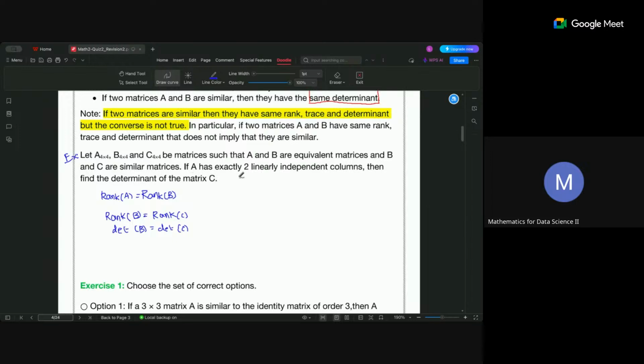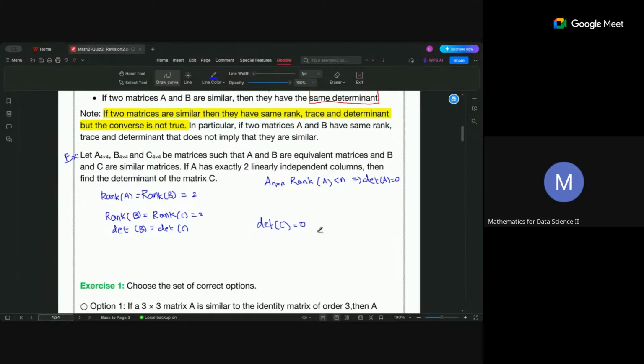Now, A has exactly two linearly independent columns. So what can you say about the rank? Rank is 2. So it means the rank of C is also 2. So if rank of C is 2, then what can you say about the determinant of C? 0. Right? For any n by n matrix, if the rank of that matrix is strictly less than n, then you know that the determinant of that matrix is 0. So because of that property, here determinant is 0.